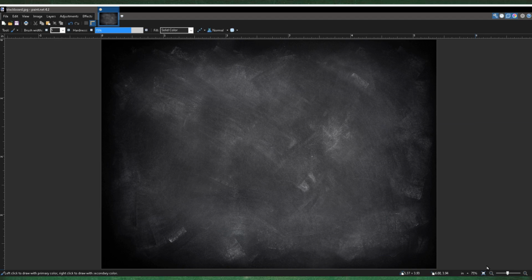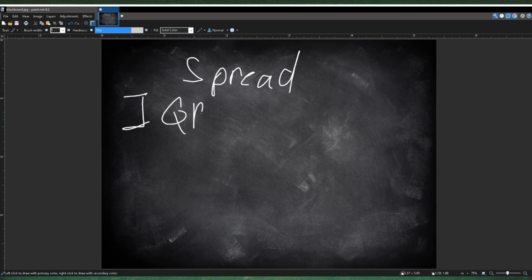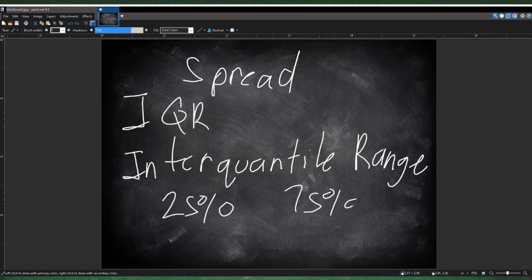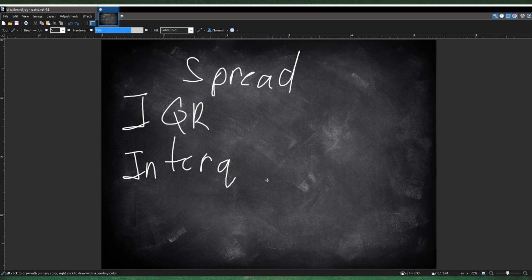And then the third thing you have to look for is spread. There are usually three kinds of spread that you look at. There's the IQR, which stands for interquartile range. If you have a bunch of data, you look at where the 25th percentile data is and the 75th percentile data is, and you subtract those values. That's the interquartile range.